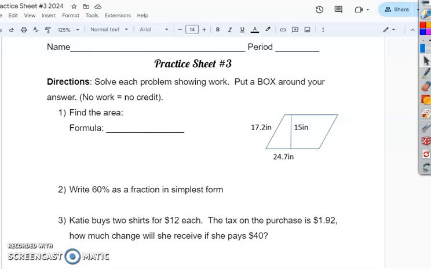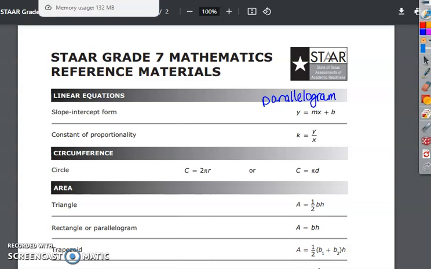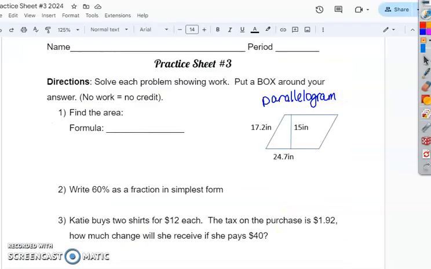Okay, so in this problem it says find the area. I hope you know this is a parallelogram. So I go to my formula chart, finding the area, parallelogram, A equals BH. That's what goes here.